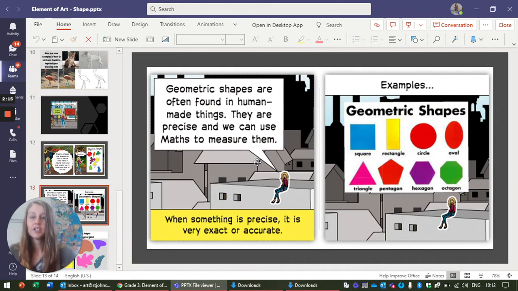Geometric shapes are often found in human-made things. They are precise and we can use maths to measure them. When something is precise, it is very exact or accurate. Here are some examples of geometric shapes.